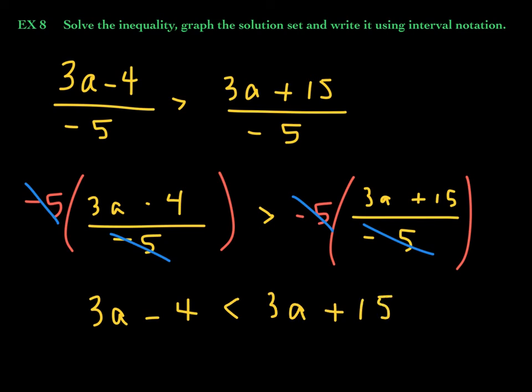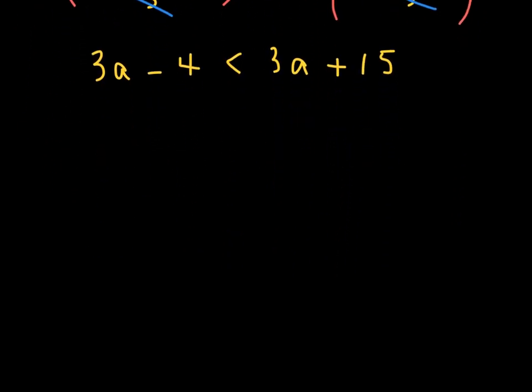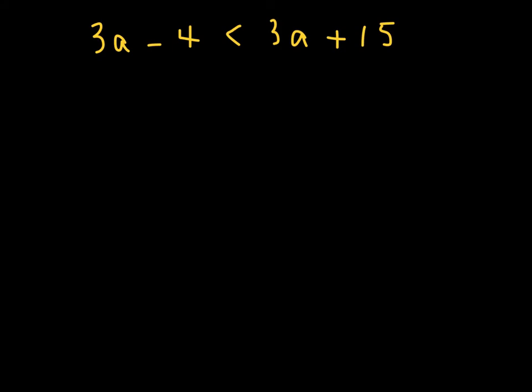So this is what we have now. Let's collect our variables on the left-hand side. So I'm going to subtract 3a from both sides because subtraction is the opposite of addition. And we all know that 3a and -3a cancel each other out. So our variables just canceled themselves out and we're left with a true statement or false. Is -4 indeed less than 15? Yes, it is. -4 is less than 15. This is a true statement. We're left with a true statement.